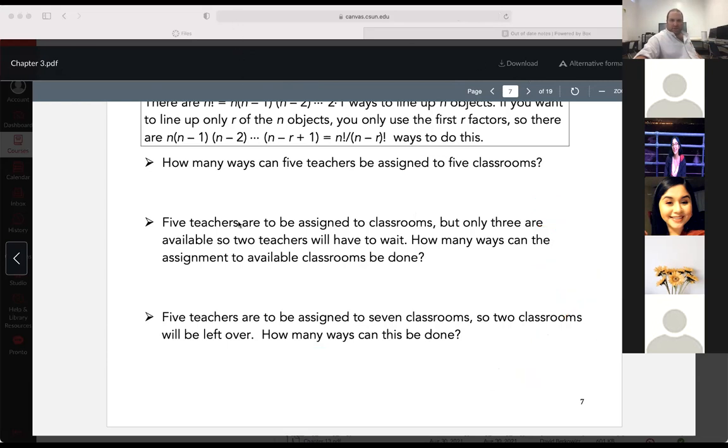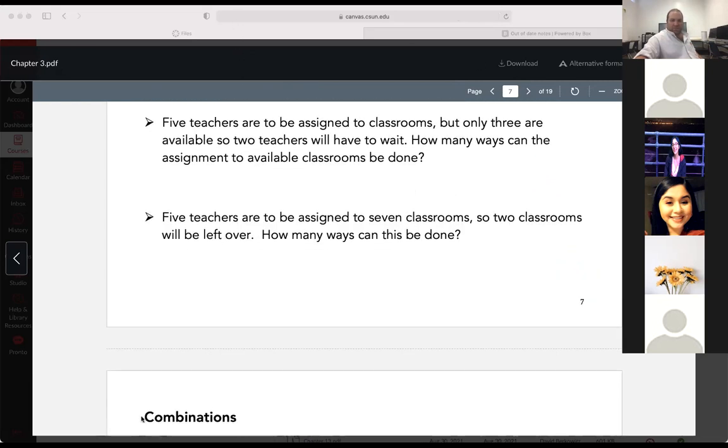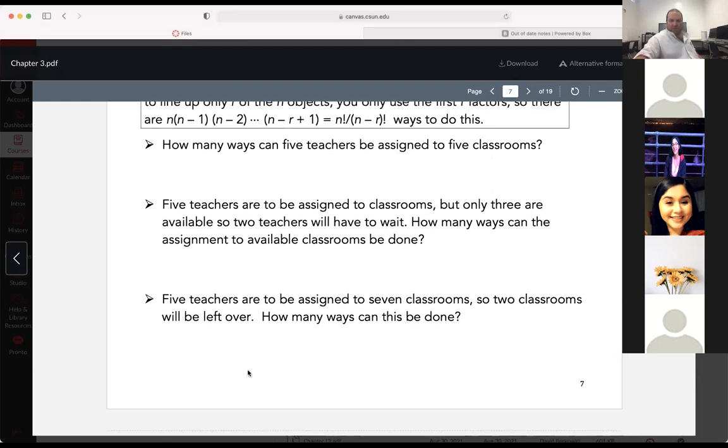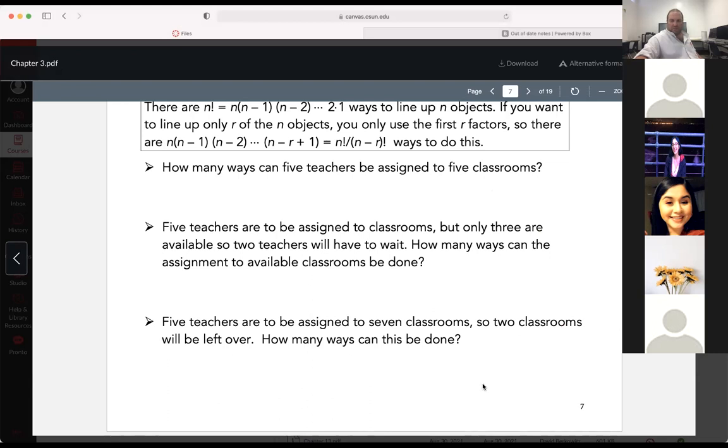Okay, anyways, the next section is combinations, which is the third principle, but I don't want to start because we don't have a lot of time yet. So we will end here after page 7. We've done the fundamental principle of counting and permutations.